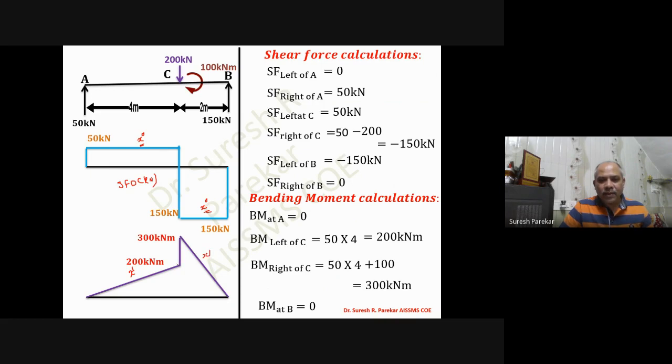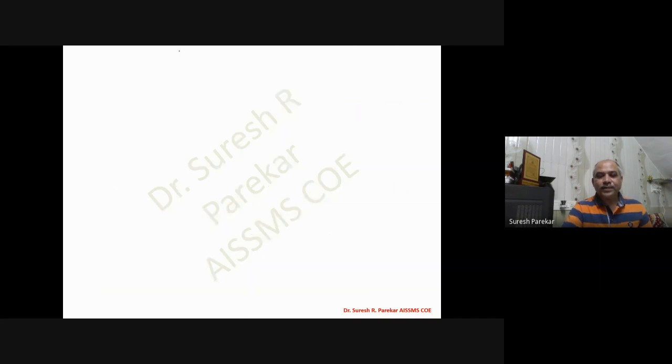Now you can see from 200 to 300 we have 100 kilonewton meter, and as we are in BMD, we should have a couple, clockwise, of 100 kilonewton meter. So a vertical line in SFD gives you a concentrated load or reaction. Here you can see we have 50 and this 150, so total we have 200, and that is downward.